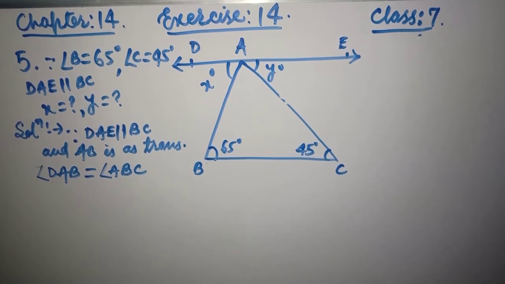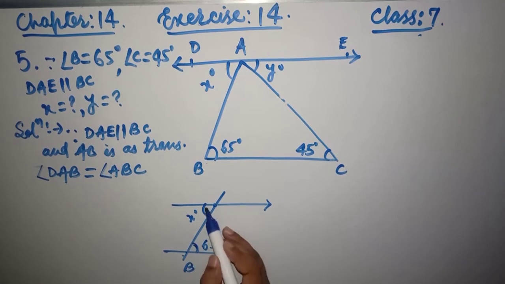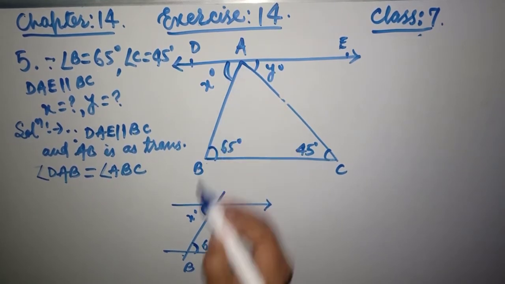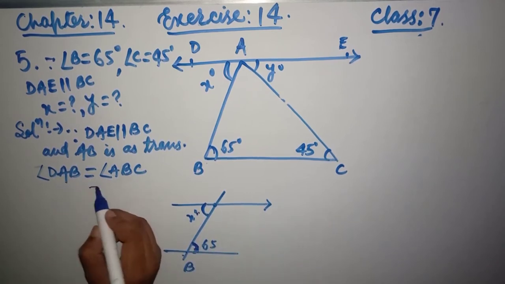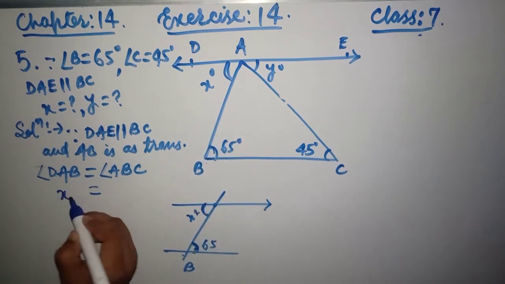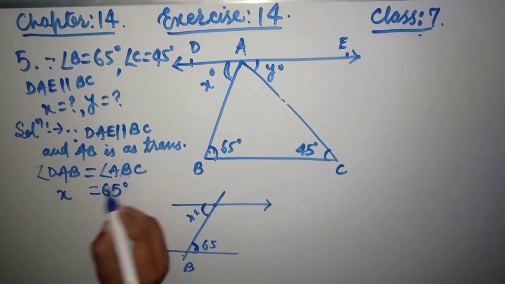Reason: alternate interior angles. Look at friends, this is the line D, and there is one transversal AB. This is point B, and here this is X degree and this is 65 degree. We can say these two angles are equal because of alternate interior angles. So angle DAB, X degree, is equal to angle ABC. This angle is 65 degree.